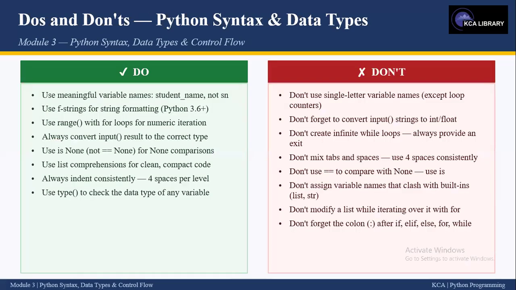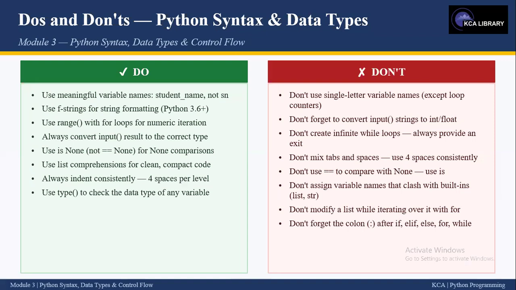Do's and don'ts. Python syntax and data types. Use meaningful variable names: student_name, not SN. Use f-strings for string formatting, Python 3.6+. Use range with for loops for numeric iteration. Always convert input results to the correct type. Use is None, not equals None, for None comparison. Use list comprehension for clean, compact code. Always indent consistently, 4 spaces per level. Use type to check the data type of any variable.